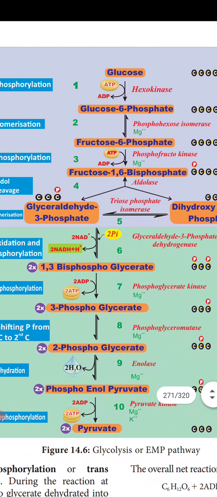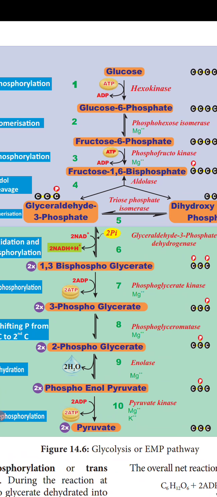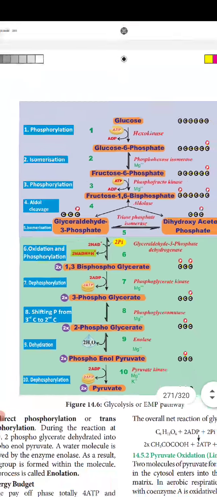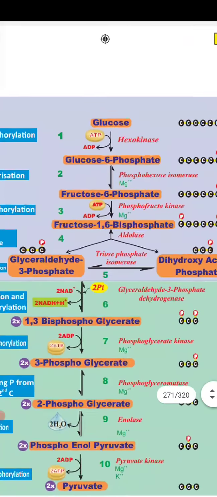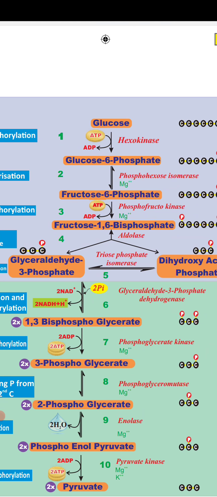So here you can see the flow chart. Now this flow chart is very important, children. The glycolysis flow chart can be studied in two phases, the preparatory phase and the payoff phase. In the preparatory phase, the glucose molecule produced in photosynthesis, in the presence of the enzyme hexokinase, undergoes phosphorylation and produces glucose 6-phosphate. So in the first step, glucose is converted into glucose 6-phosphate.